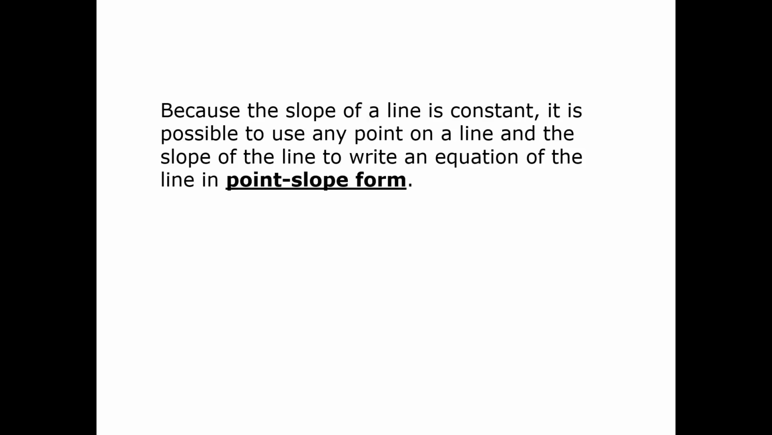So because the slope of any line is constant, it's possible to use any point on the line and the slope of the line to write an equation of the line in point-slope form. You may remember this from Algebra 1. That's y minus y1, using the y coordinate, is equal to m times x minus x1. I'm also going to show you an alternate way of doing it that I think is easier.